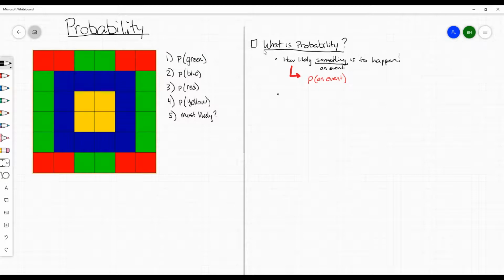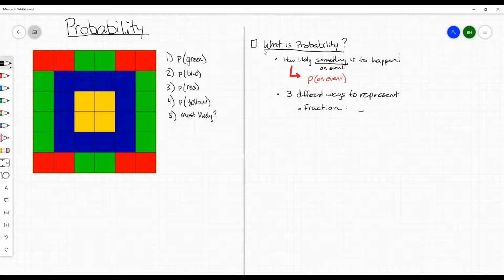Probability itself, how likely something is to happen, can be written in 3 different ways. The first way is a fraction. And fractions are always going to be the easiest. A fraction is going to be the easiest way to not only represent a probability, but also the easiest way to organize what you're trying to find.